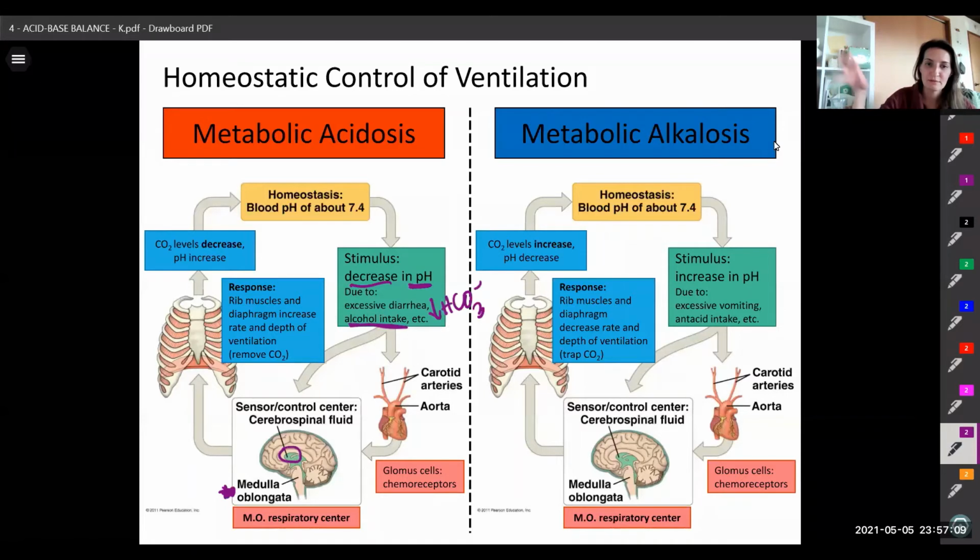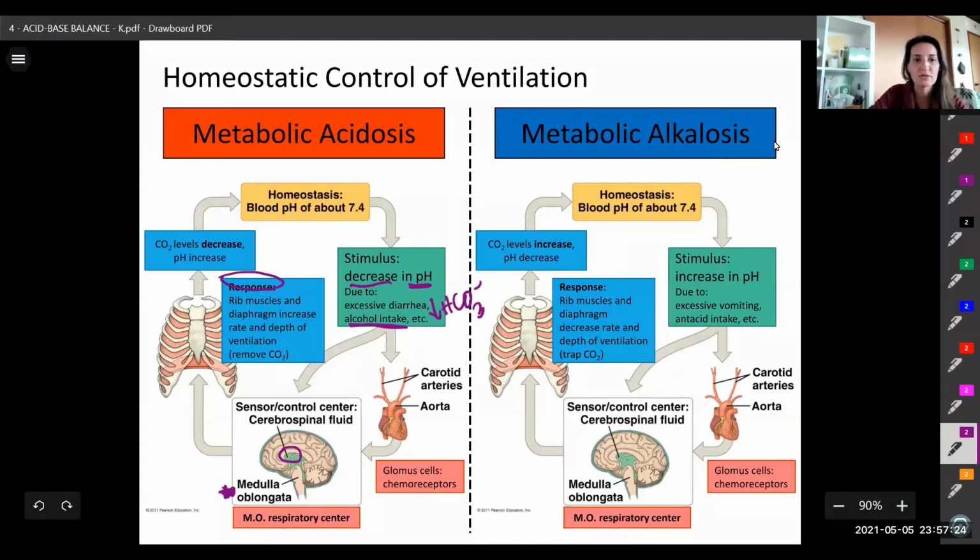The information being received is hydrogen ion concentration much higher than bicarbonate, right? Low pH. And that's going to trigger the medulla oblongata to produce an effector response, which is to increase the rate and depth of ventilation.